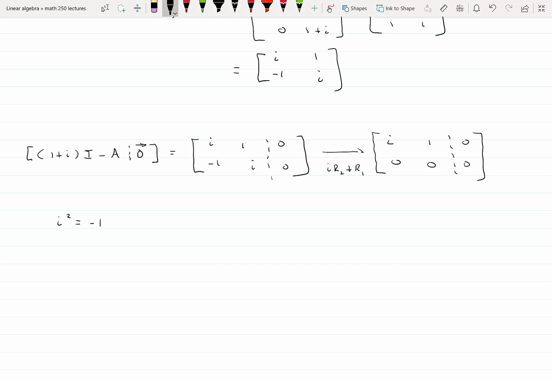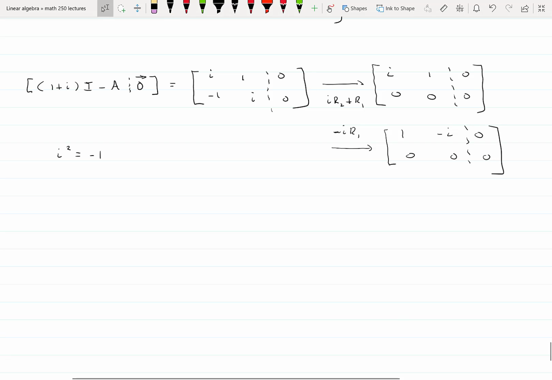Okay, I have one more step for the reduced row echelon form. I want to produce a 1 in the first row and the first column. So I'm not going to multiply by i, I'm going to multiply by negative i. I'll multiply the first row by negative i. Remember, i squared is negative 1, so negative i times i is negative i squared, or positive 1. So I'm going to have 1 and negative i, 0, zeros everywhere else.